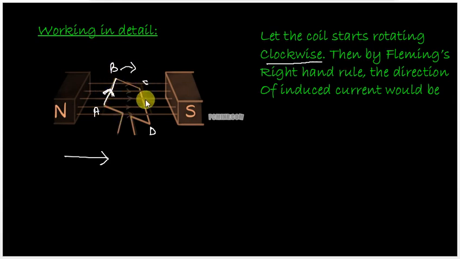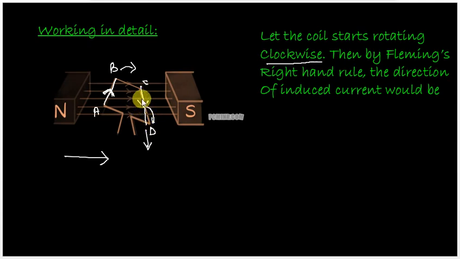And now this arm of the coil, CD, is going down. That means the force is acting in the downward direction. The magnetic field is still from left to right. So in the arm CD, the current will be induced in this direction as marked in the arrows. Now, we have seen that the directions of current in the two arms are opposite.